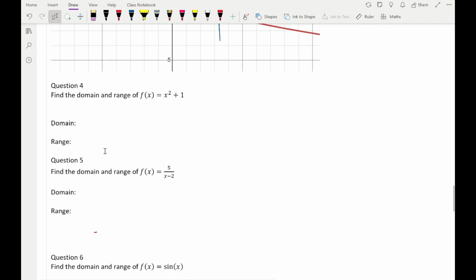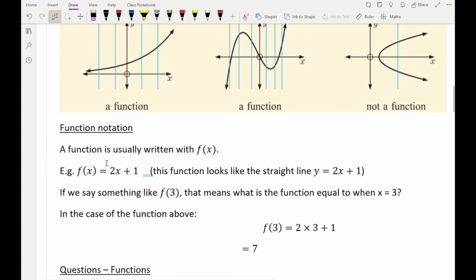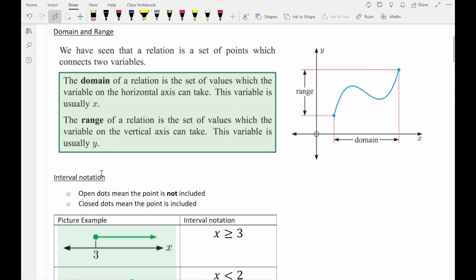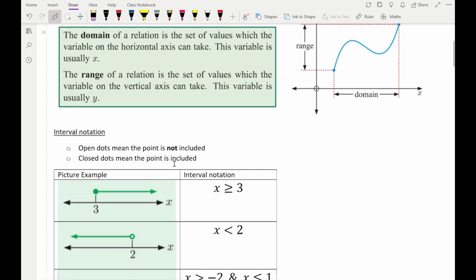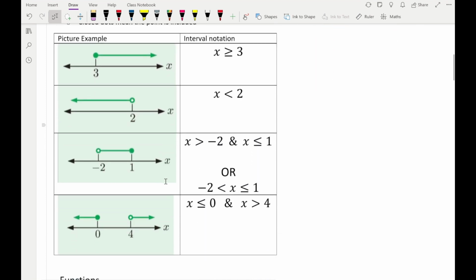All right, next we need to talk about domain and range. So domain and range are basically the x values and the y values that your graph can take. Domain's the x and range is the y. And we tend to use greater than or less than signs to represent this. So just for revision, greater than or equal to looks like that, which means you would include 3. This one, x is less than 2, means you don't include 2.